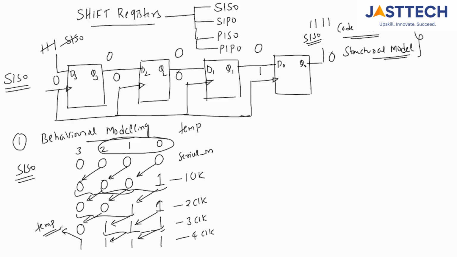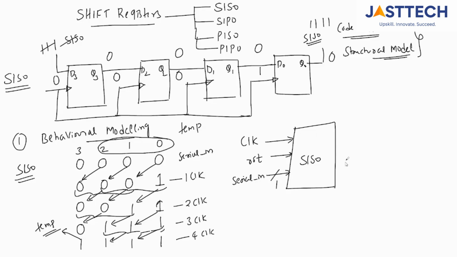So how to write it? Suppose you take one SISO system, serial in, serial out. What are the inputs? You have the clock and one more, reset, and serial in, serial underscore in, which is one bit. And next you have the serial out, serial underscore out.